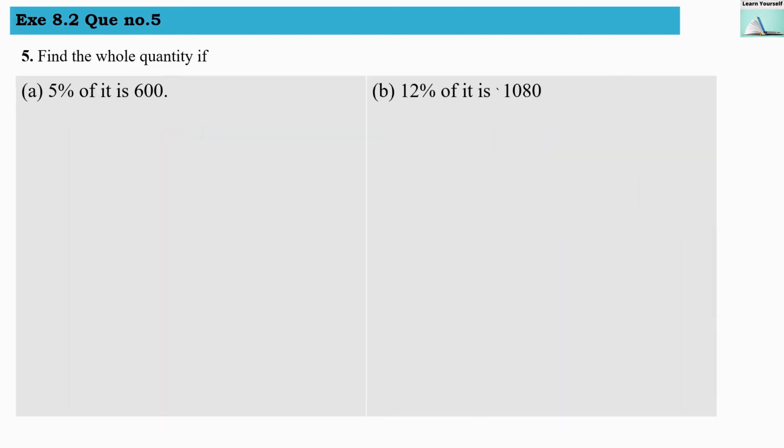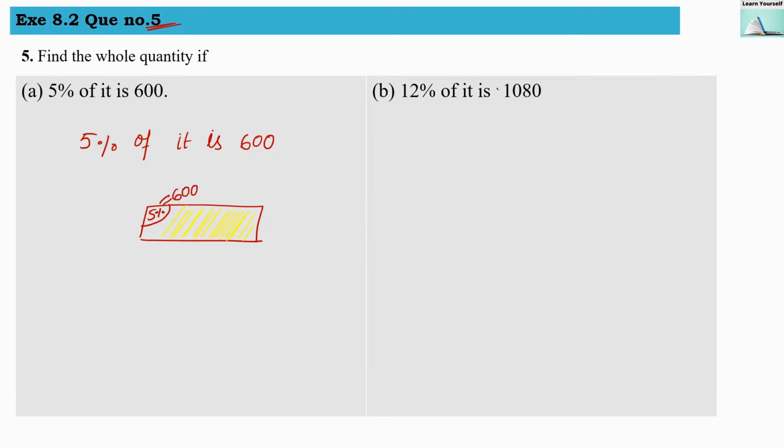Exercise 8.2, question number 5. Find the whole quantity if 5% of it is 600. Let us understand the numerical first. Here they are saying 5% of it is 600. That means if the full quantity is this much, then 5% of this full quantity is 600. Then we have to find out this full quantity.